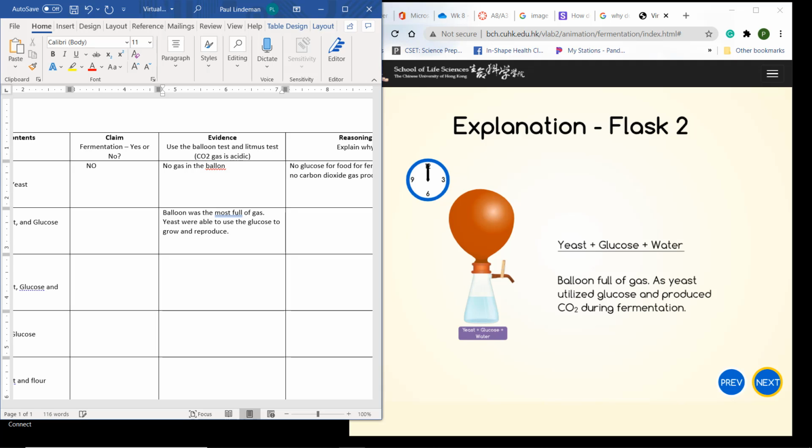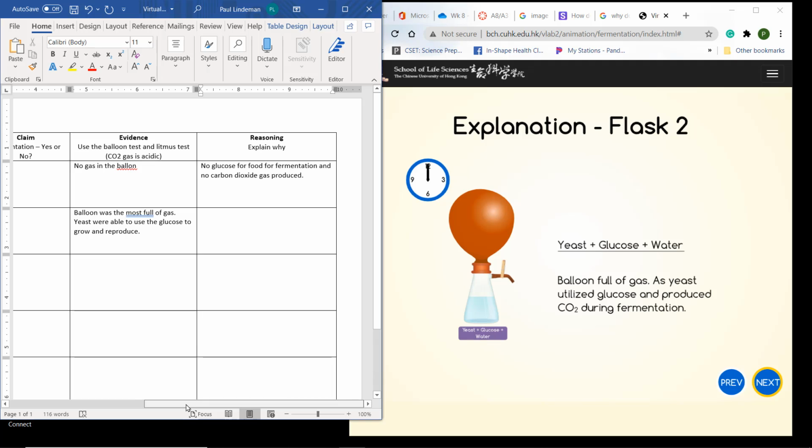Utilized or broke down. So the balloon was the most full of gas, or was the fullest of gas. I don't think my word likes my word choice there. And actually that would be the evidence. This would be the reasoning over here. So balloon was most full of gas.